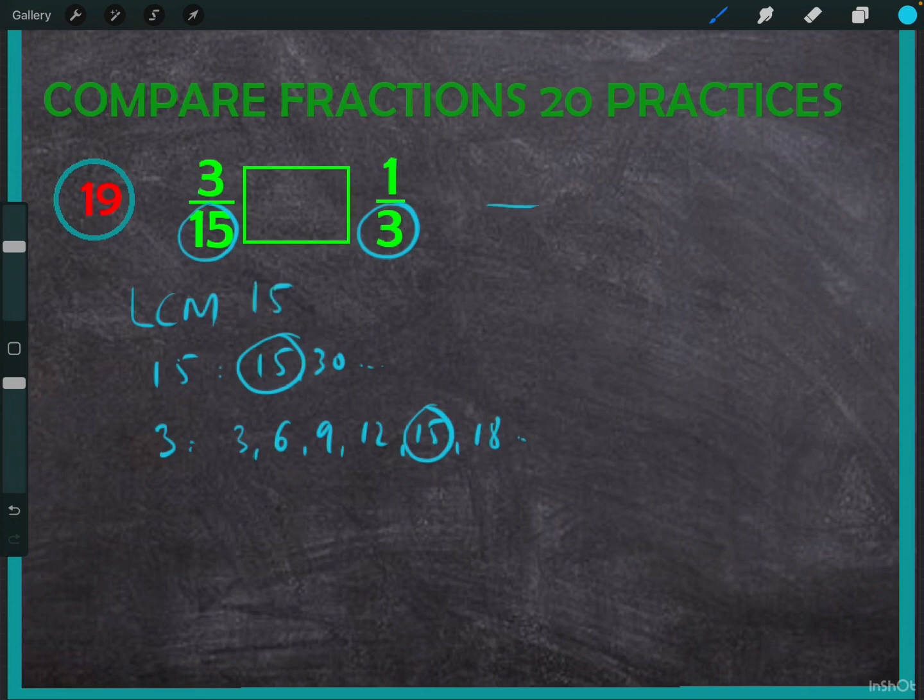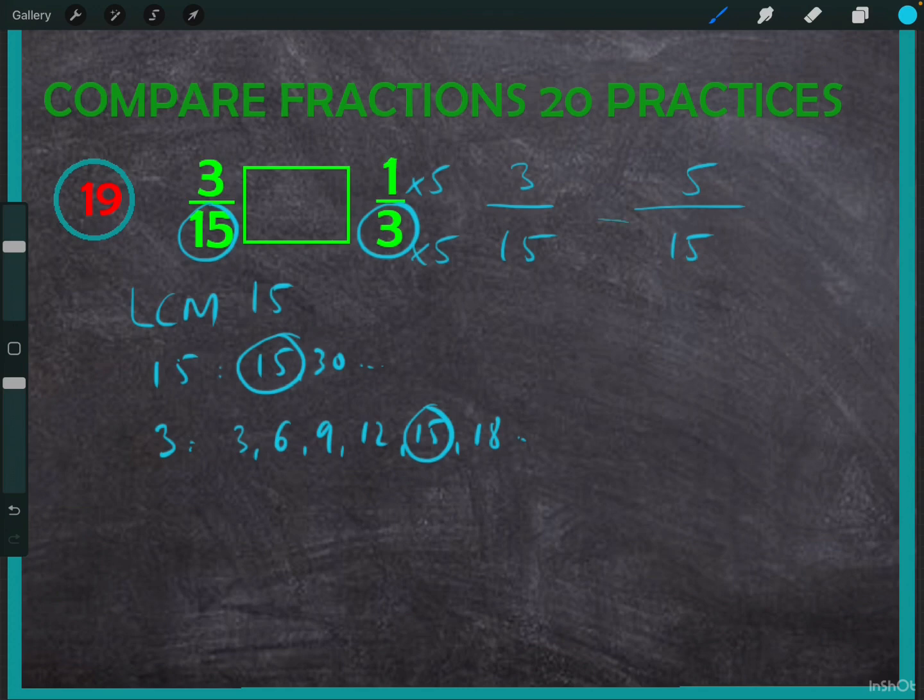From here, we will convert the two original fractions into two new fractions with 15 in the denominator. The first fraction, 3 over 15, we just write 3 over 15. The second fraction, we multiply 3 and 1 by 5 to get the equivalent fraction. 5 times 1 is 5, so 5 over 15 is the equivalent fraction of 1 over 3.